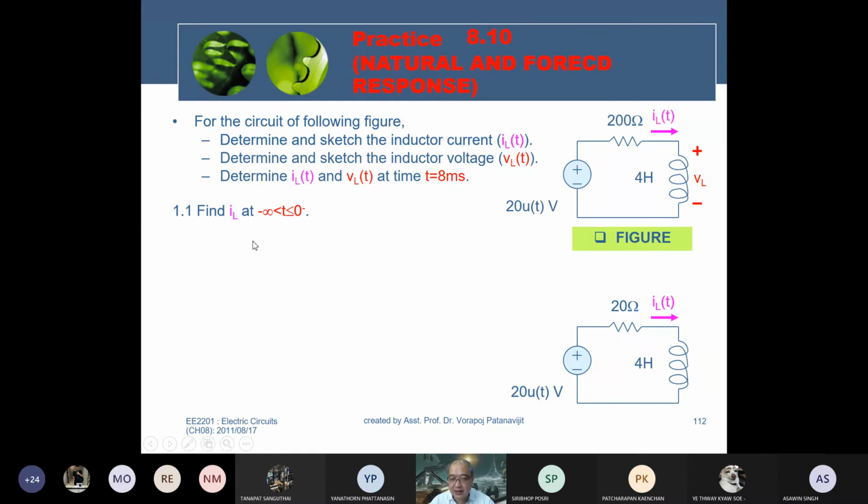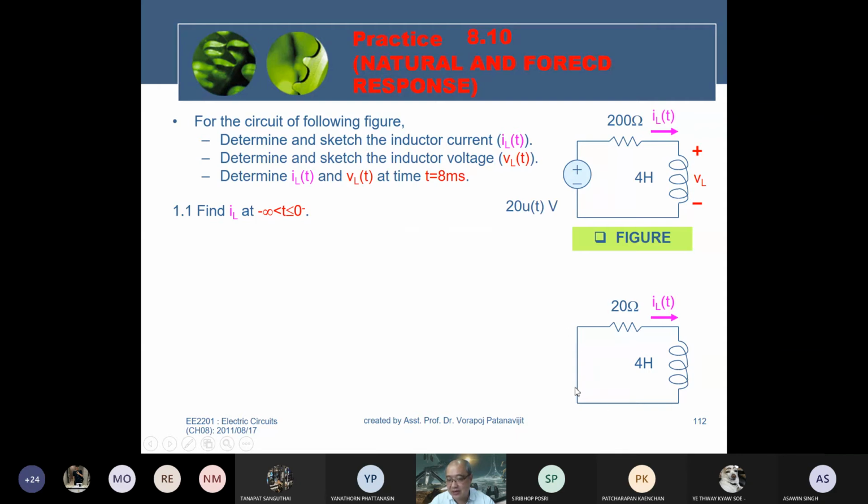For the inductor current, we determine it in 4 main steps. The first one is to determine the inductor current for time less than 0. You can see that for time less than 0, u(t) equals 0.